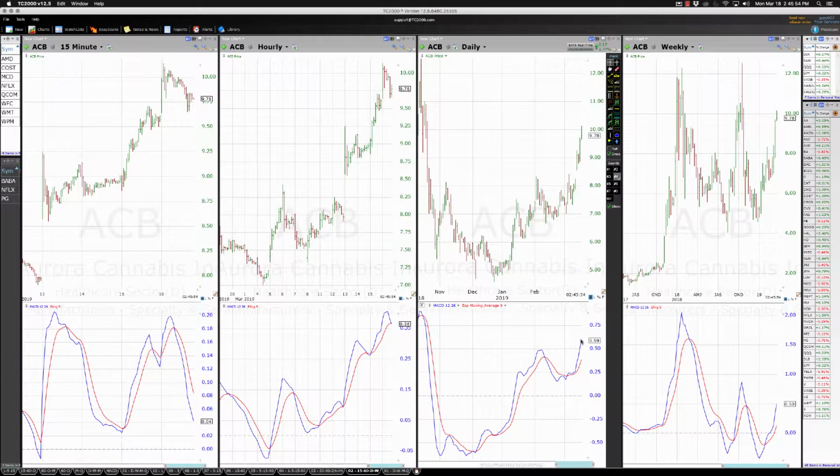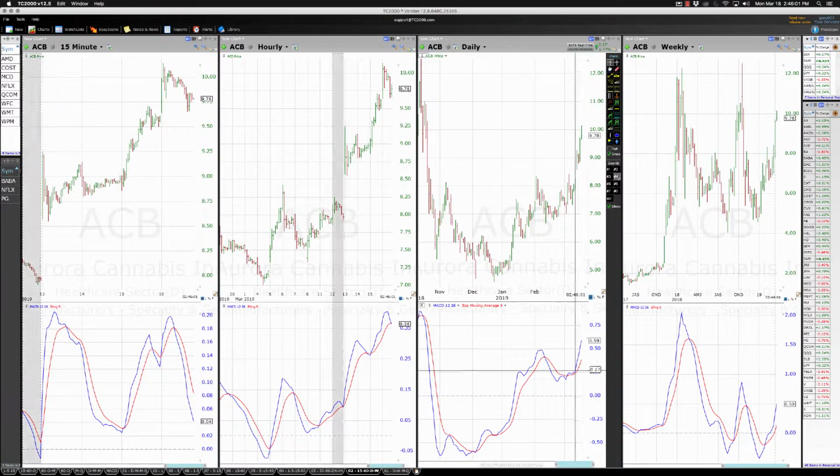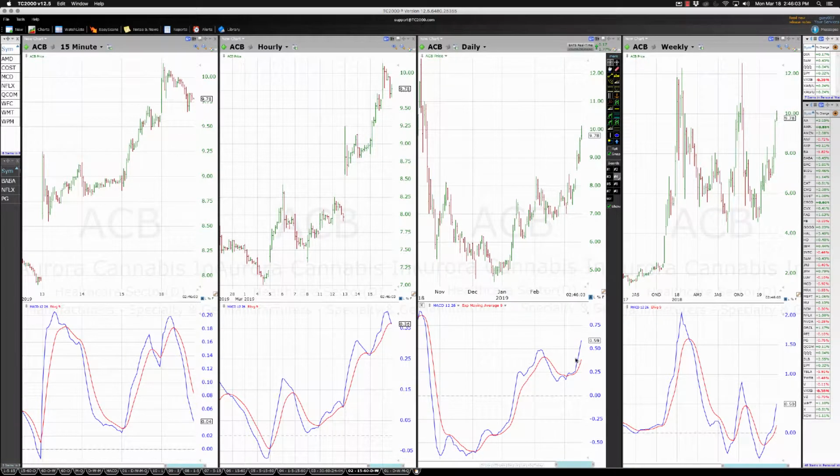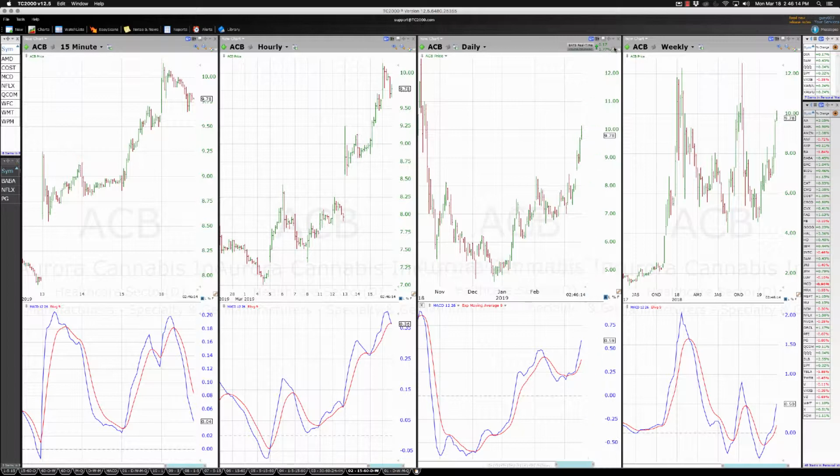Because I analyze the indicator, the blue line over here, and its strength. What is this blue line here on the daily doing? Is it parabolic to the upside? The answer is yes. How about on the weekly? Parabolic to the upside.